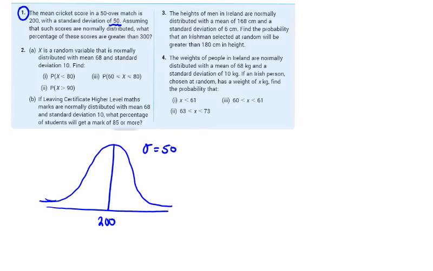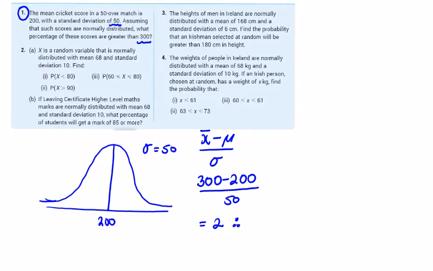And assuming that such scores are normally distributed, which they always are, what percentage of these scores are greater than 300? So we're testing 300: x bar minus mu over sigma, my standard deviation, will give me a z-score. So I'm testing 300. You can see it's two standard deviations above 200. 100 divided by 50 is going to give me 2. So you go to your z-score table to get a score of 2. And 2 is represented by 0.9772.